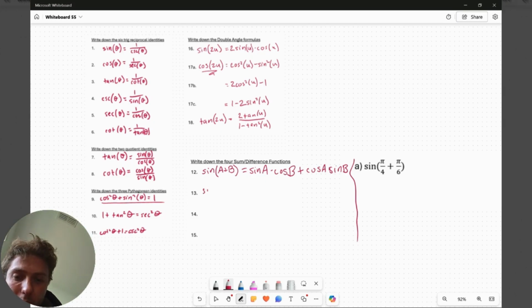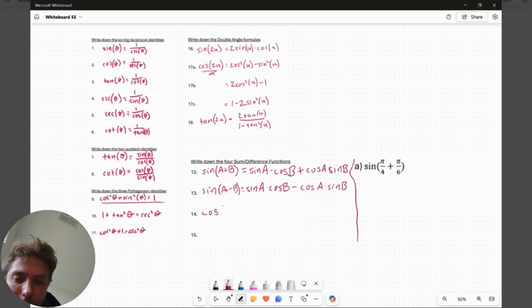Same idea with subtraction, sine of A minus B. It's the exact same setup. There's only one thing that changes for this, and now it's the operator. Again, for sine, the operator stays the same.